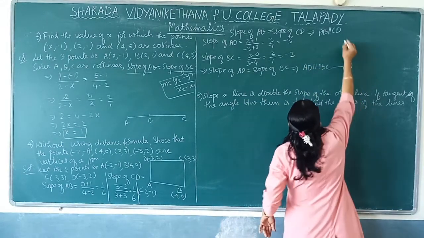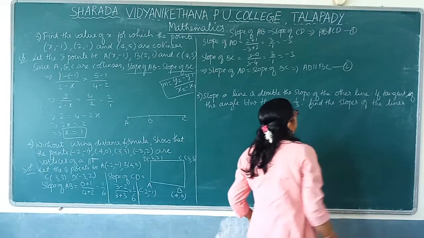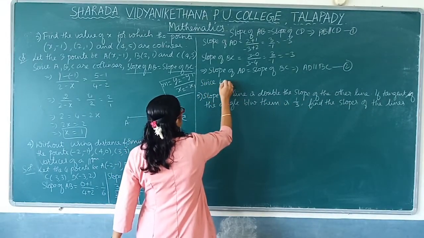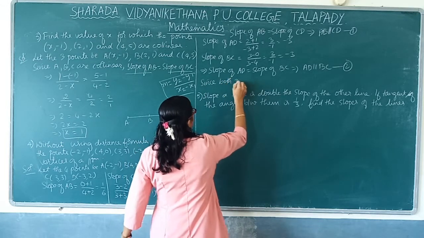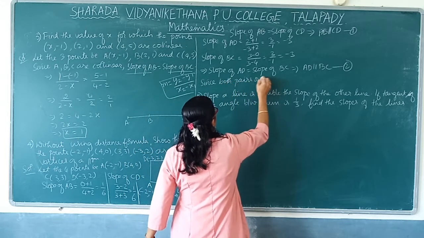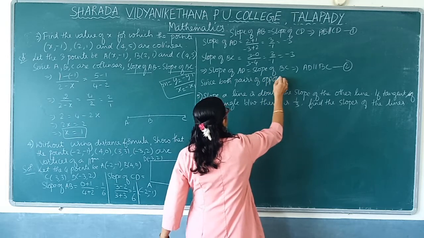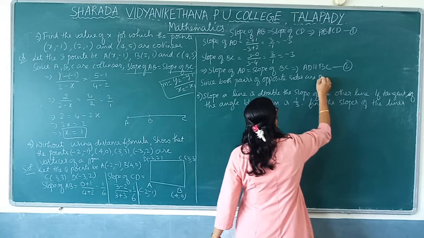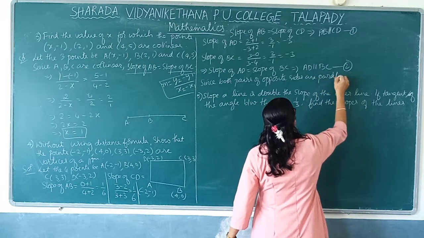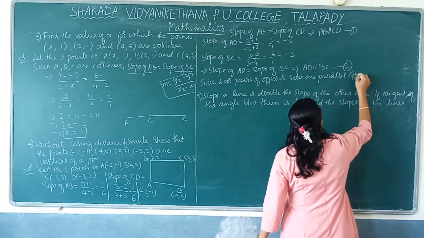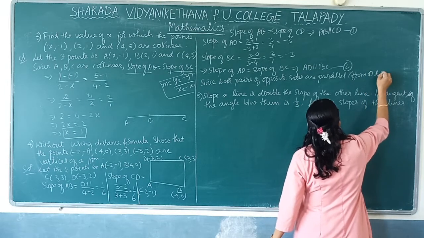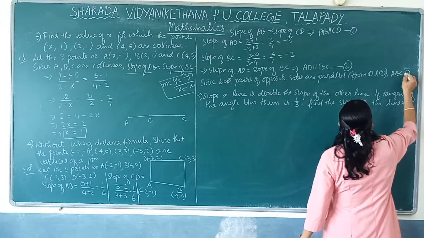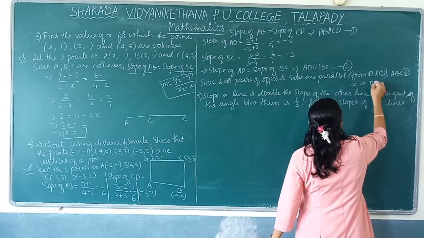See here, AB is parallel to CD, AD is parallel to BC. Since both pairs of opposite sides are parallel, from 1 and 2 that I have written, what you can see? ABCD is a parallelogram.